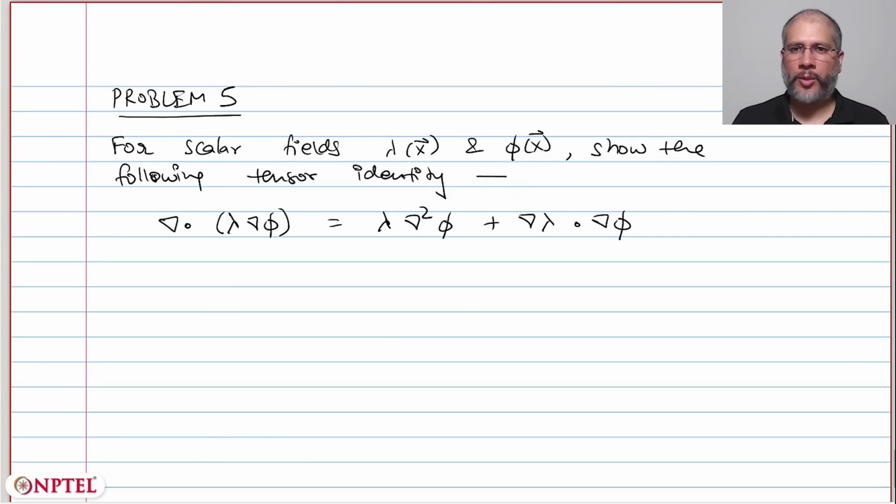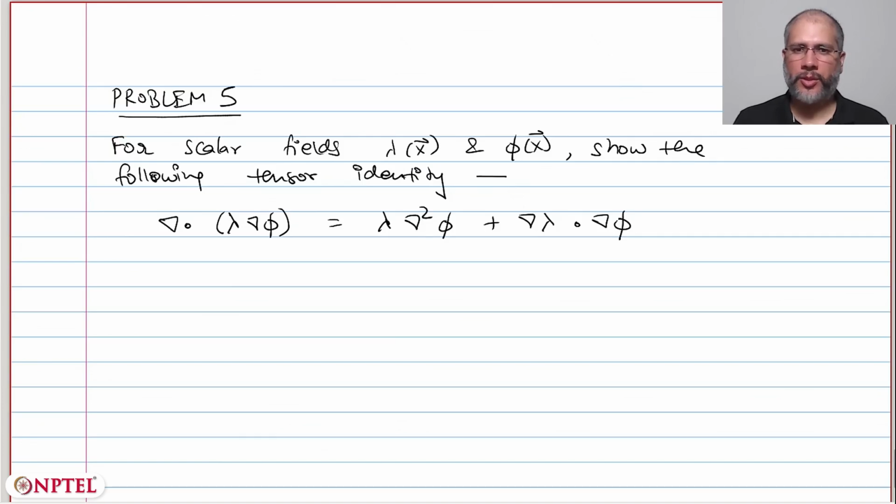So let us move to the next problem. This is a problem on tensor calculus. It says that for scalar fields lambda and phi, we have to show the following vector identity, which is that the divergence of lambda grad phi is equal to lambda Laplacian phi plus grad lambda dot grad phi.